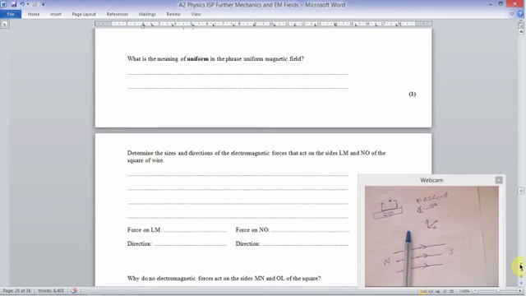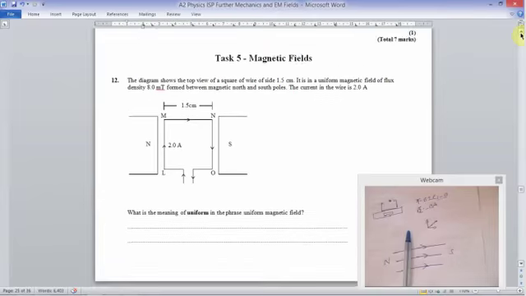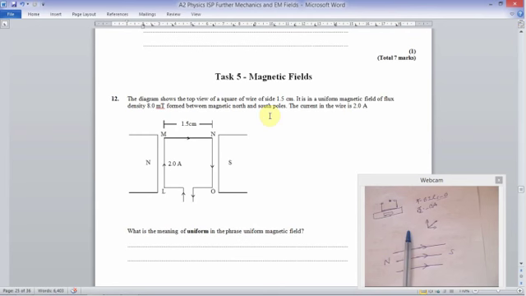Determine the size and direction of the electromagnetic force that acts on L, M, N and O on the square of the wire. So we've got to use the information that we've been given, essentially, which is current. We've been given the length, so remember we've got to convert that into meters, so that's 1.5 times 10 to the minus 2, and we've been given the strength of the magnetic field. So there are three things that we need. So that's F is equal to BIL. Remember this is a square, so each of these is 1.5 in length.